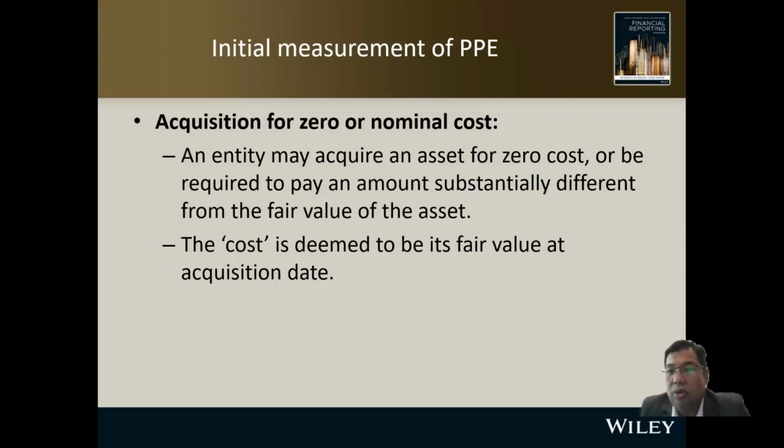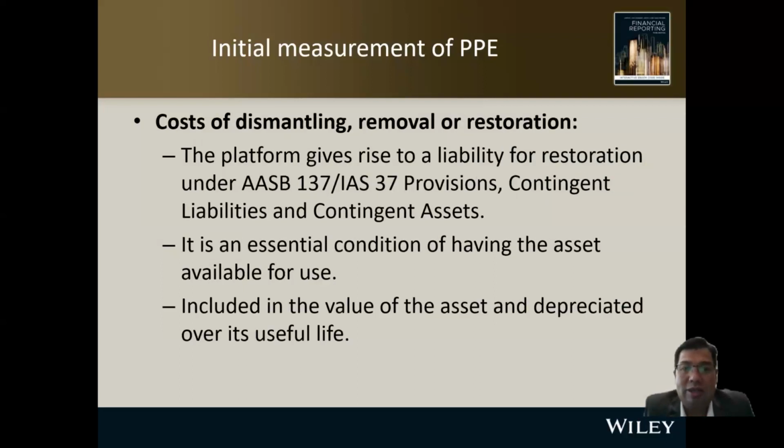So what happens is, as the accountant, how are you going to record that asset? Because you don't incur anything, you don't pay anything, you got it for free or at zero cost. An entity may acquire an asset for zero cost or be required to pay an amount substantially different from the fair value of the asset. Maybe you pay only 10%. The cost is deemed to be its fair value at the acquisition date. So you have to measure the fair value of that asset. How are we going to do that? I'm going to show you after this.